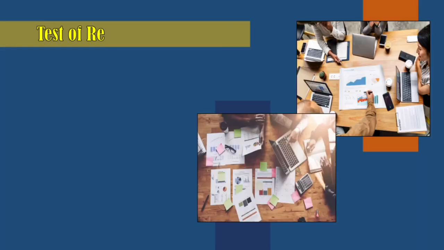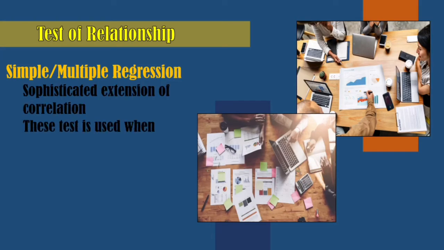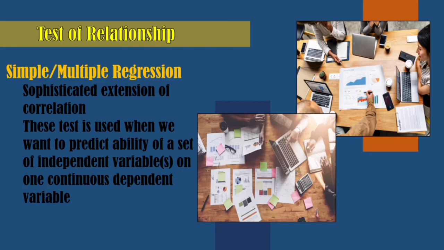Then another test of relationship is the simple or multiple regression. This is a sophisticated extension of correlation. This test is used when we want to predict the ability of a set of independent variable or variables on one continuous dependent variable. As I said, simple or multiple regression is being used to predict the value of a variable based on the value of two or more variables.